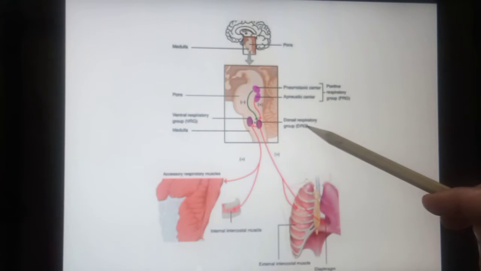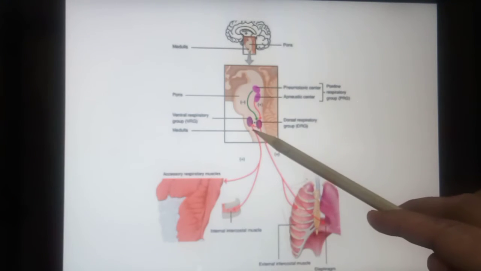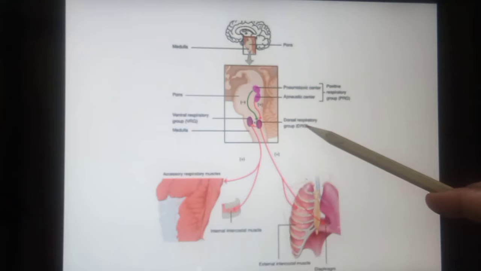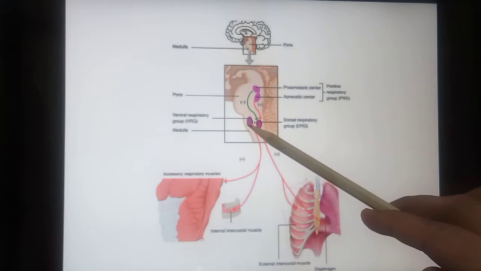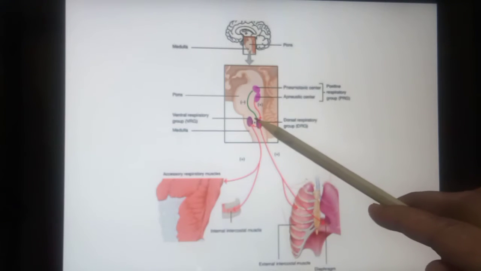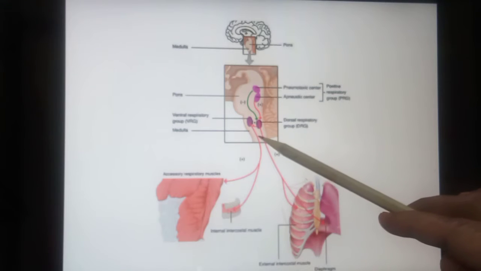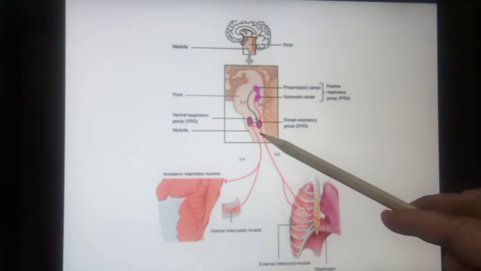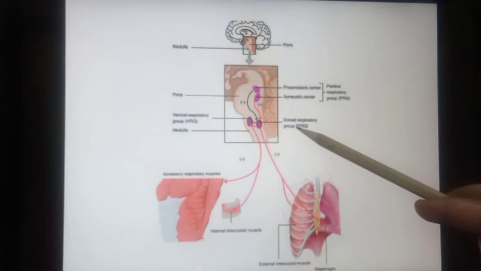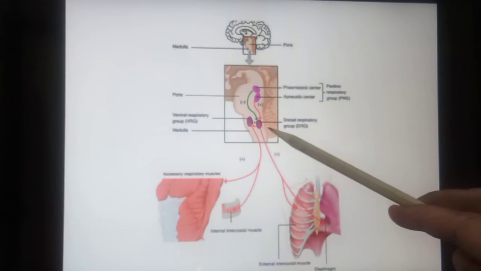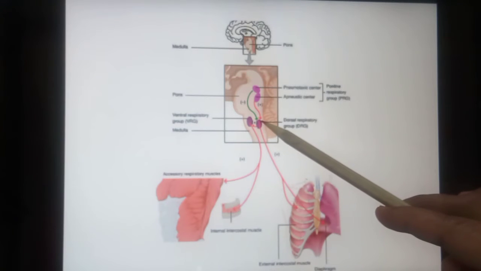But when you are doing exercise or running, your heartbeat increases. At this time the ventral respiratory group is responsible. Understand? The DRG is responsible for normal breathing when you are doing normal work, and the ventral respiratory group is responsible for increasing the rate of breathing when you are running or doing exercise. They are both present in the medulla oblongata. So how does the DRG control it? Some neurons are present in the brain.